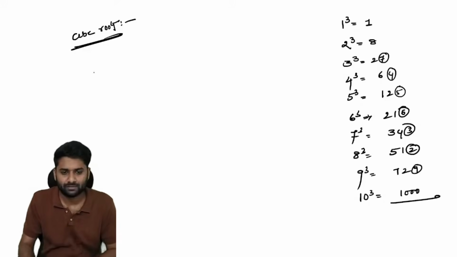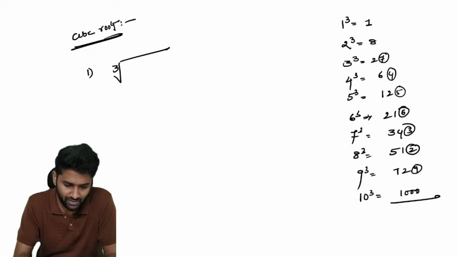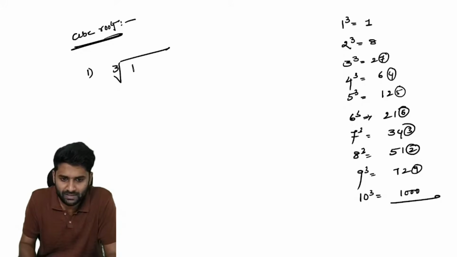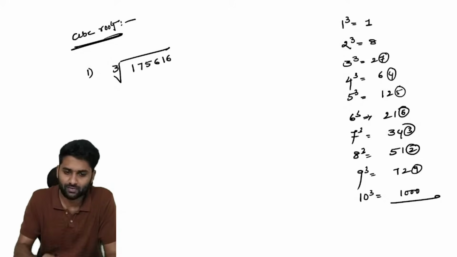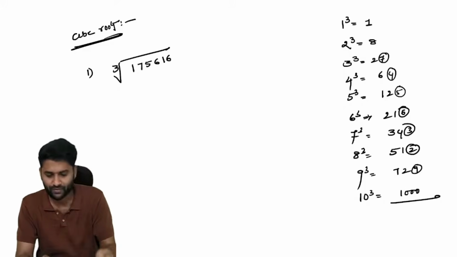Now here the question: how are we going to find the cube root of any value? That is what we are going to learn in today's session. See, let's take an example for better understanding. 175616. Now this is the perfect cube you have to identify. What is the cube root of 175616? We are going to find.